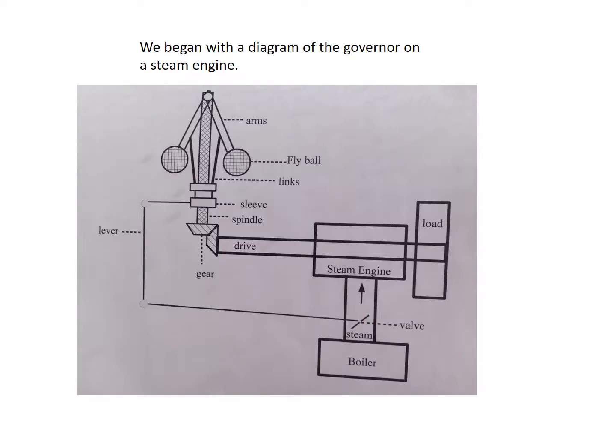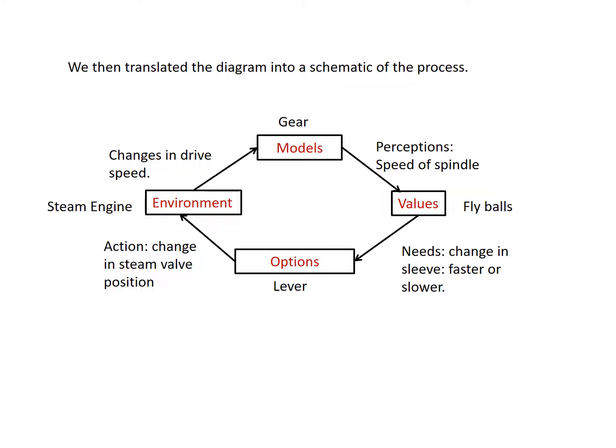We began with a diagram of the governor on a steam engine. We then translated that diagram into a schematic of the process. The changes in drive speed are translated by the gear into perceptions, or the speed of the spindle, which are translated by the flyballs into needs, or a change in the sleeve, which indicates faster or slower, which are translated by a lever into a change in the steam valve position, which then is translated by the steam engine into changes in the drive speed.